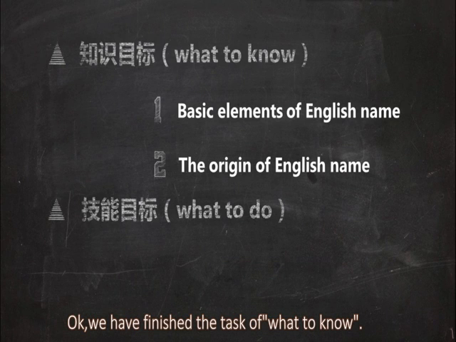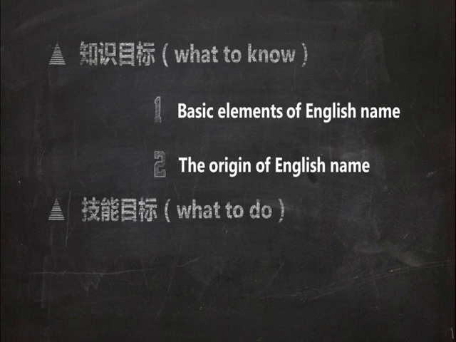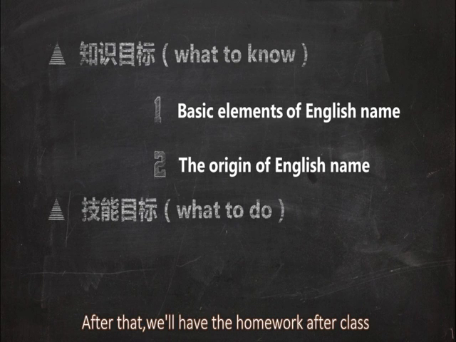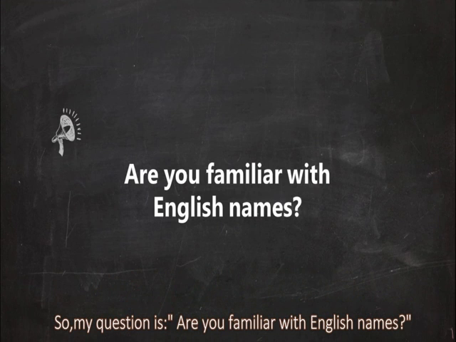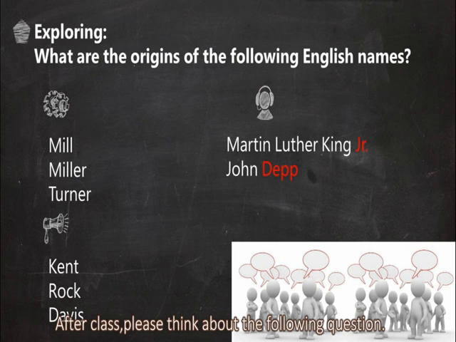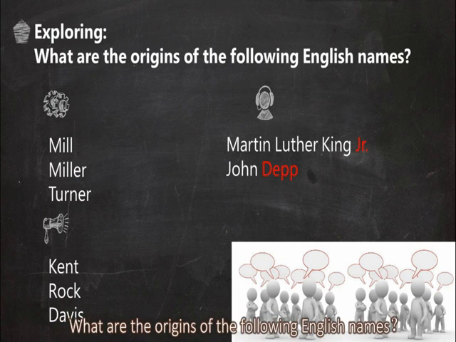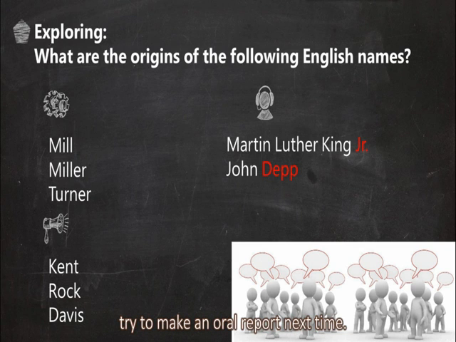Okay, we have finished the task of what to know: the basic elements of English names, and the origin of English names. After that, we will have the homework after class. That is, what to do, be familiar with different English names. So, my question is, are you familiar with English names? After class, please think about the following question. What are the origins of the following English names? Please discuss it with your partners and try to make an oral report next time.